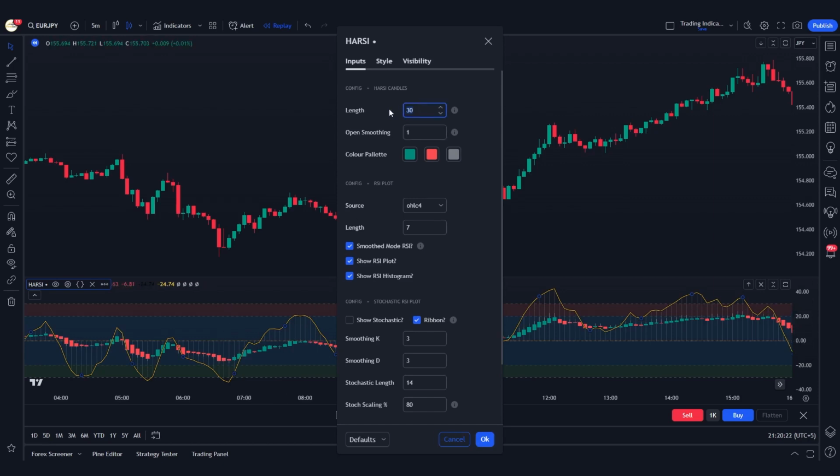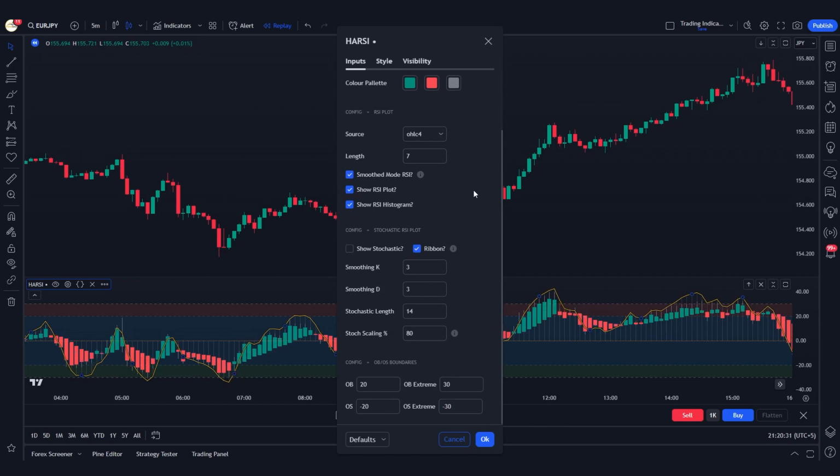And for our case, we're going to change the length from 14 to 10, and here we can see this is the open smoothing value. We can change this to 5 for our trading strategy, and there are a bunch of other settings as well. For example, you can show the stochastic RSI as well, or you can also change the overbought and oversold conditions.